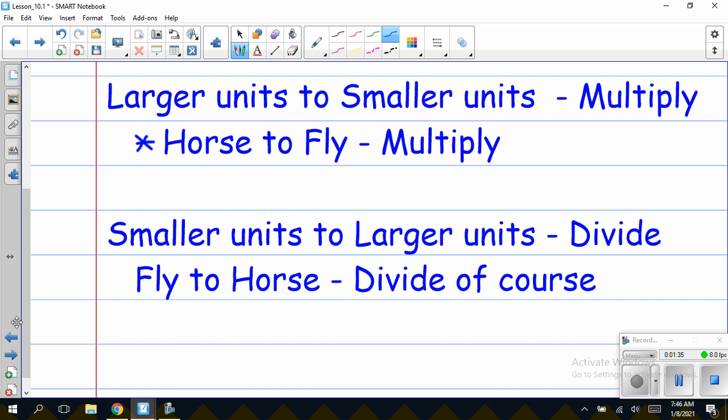Then, in reverse, to go from a smaller unit of measure to a larger unit of measure, I have to divide. So I have to remember fly to horse, divide of course. If I go in reverse and want to change my feet into yards, I know that a foot is smaller than a yard, so I do fly to horse and then divide of course to find my answer.